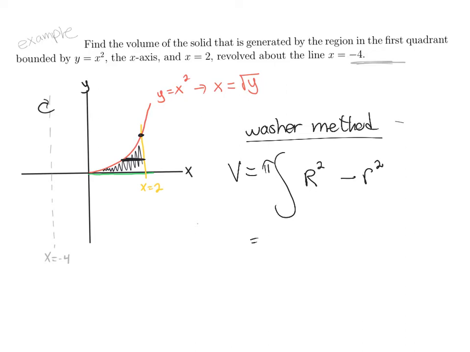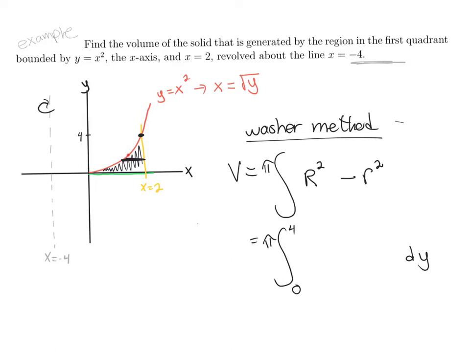This intersection point, it looks like right here, is going to have, when x is equal to 2, y equal to 4. So that takes care of our bounds. So I'll have pi times the integral from 0 to 4, because remember, we are revolving around something like the y-axis, so I'm integrating with respect to y. So those are the y bounds that I have.